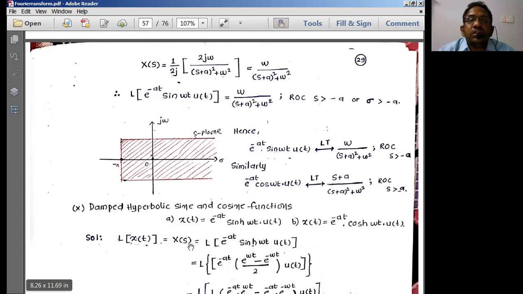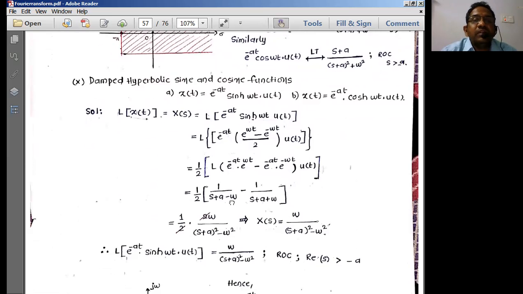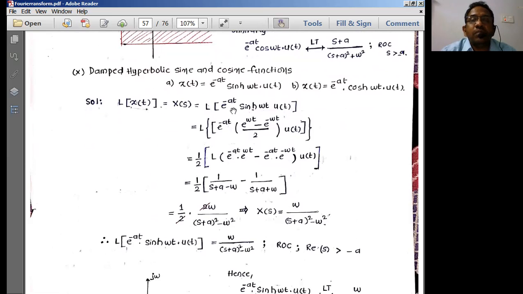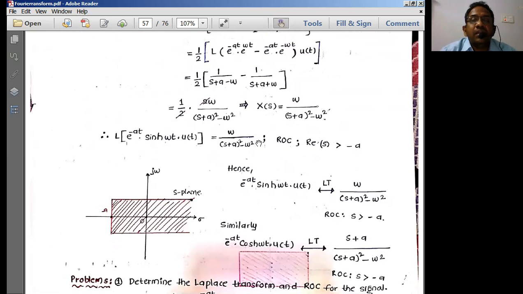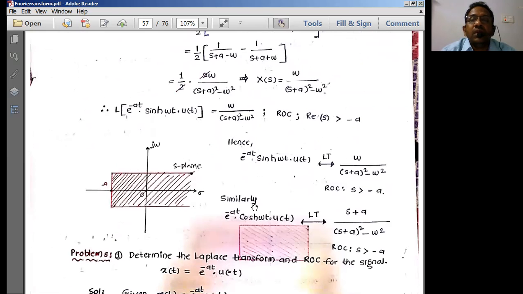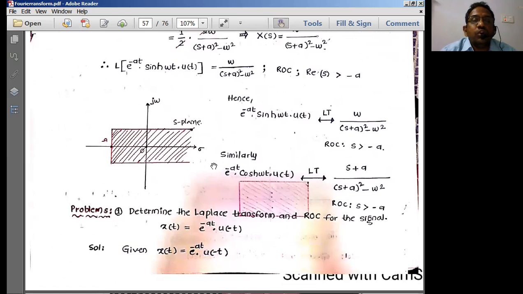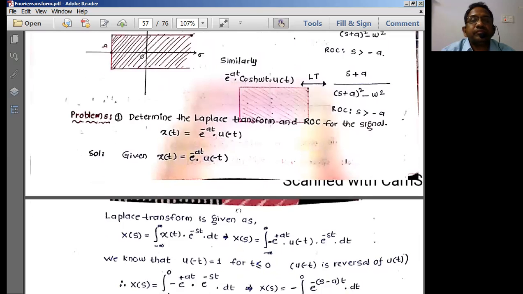That means the ROC is also going to be the same for the damped cosine and sine signals. Let us look into the damped hyperbolic signals. Damping means what? You have to multiply by e power minus at. That's it. Then, the same function, sinh of omega t, is equal to e power omega t minus e power minus omega t, divided by 2. Just simply when you expand, you normally going to have this kind of a thing. Now once again the ROC is going to be the same as the damped sine and cosine functions.